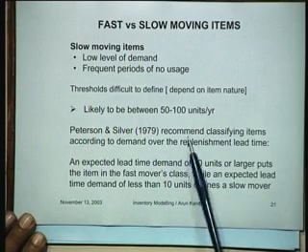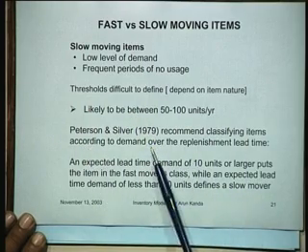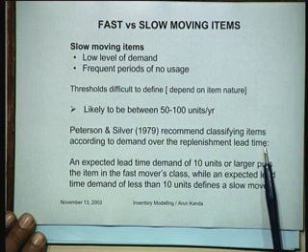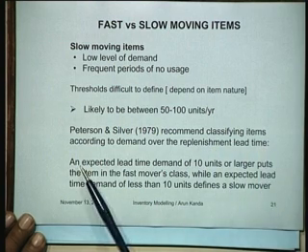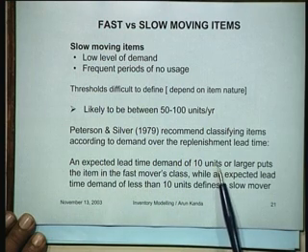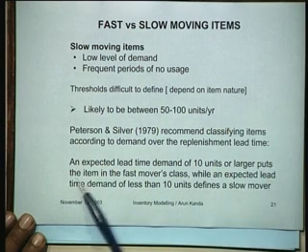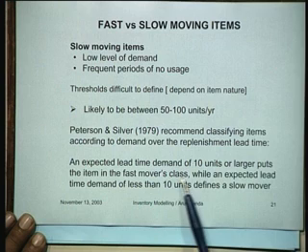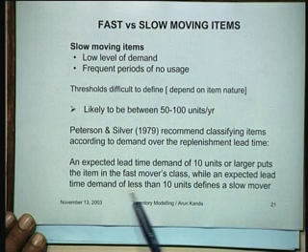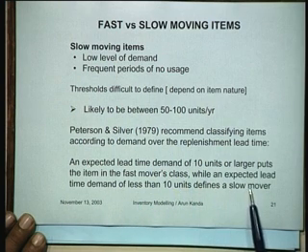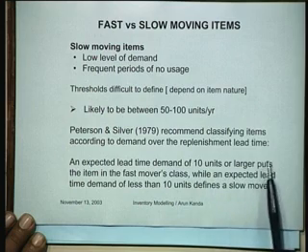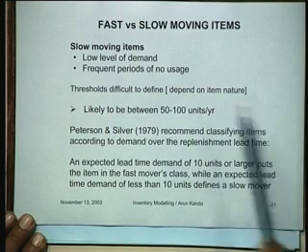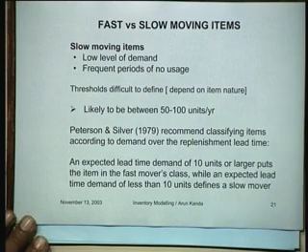Peterson and Silver recommend classifying items according to demand over the replenishment lead time. So these people have given a different criterion. An expected lead time demand of 10 units or larger puts an item in the fast movers class, whereas an expected lead time demand of less than 10 units defines a slow runner. So these people have defined their own way of looking at fast and slow moving items.